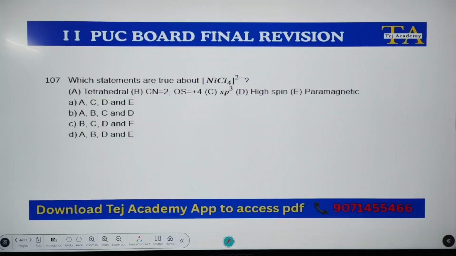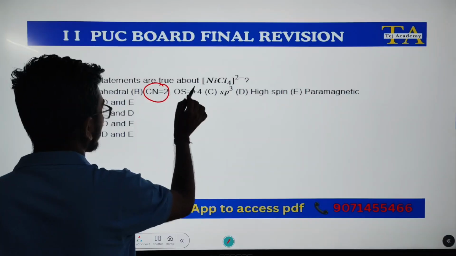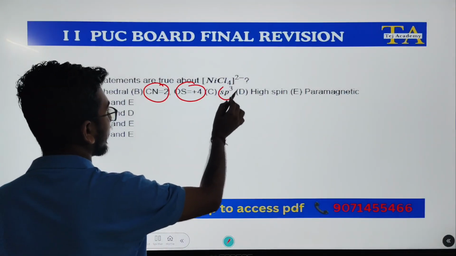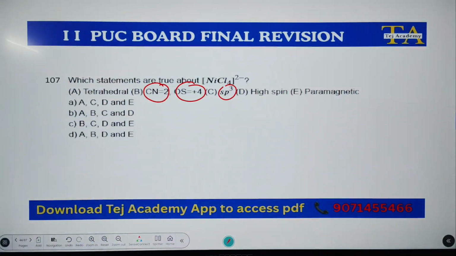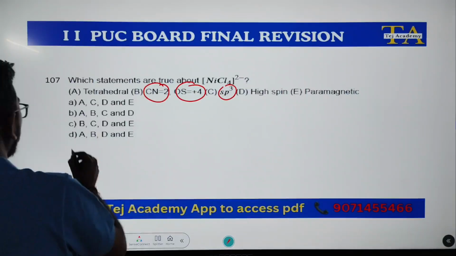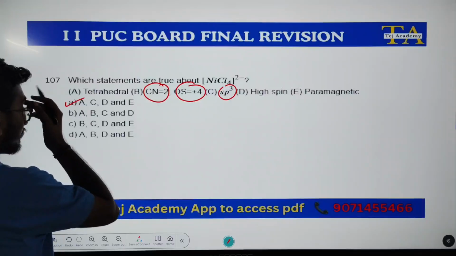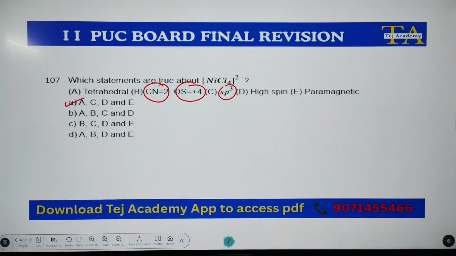Which statements are true about NiCl4 2-? A, tetrahedral; B, coordination number equals 2, oxidation number is +4; C, sp3; and D, high spin and paramagnetic. For 107, you will get A, C, D, E. Here also the coordination number and oxidation number are wrong.